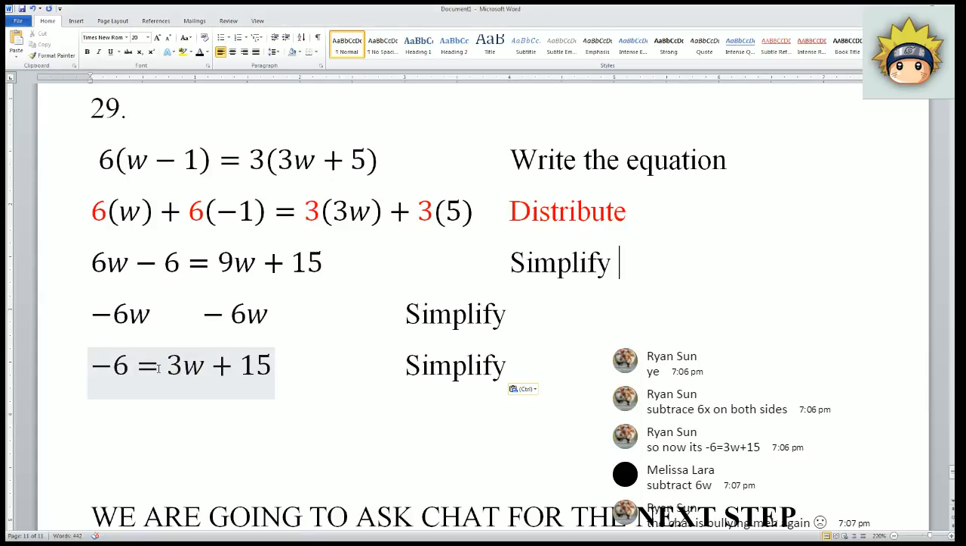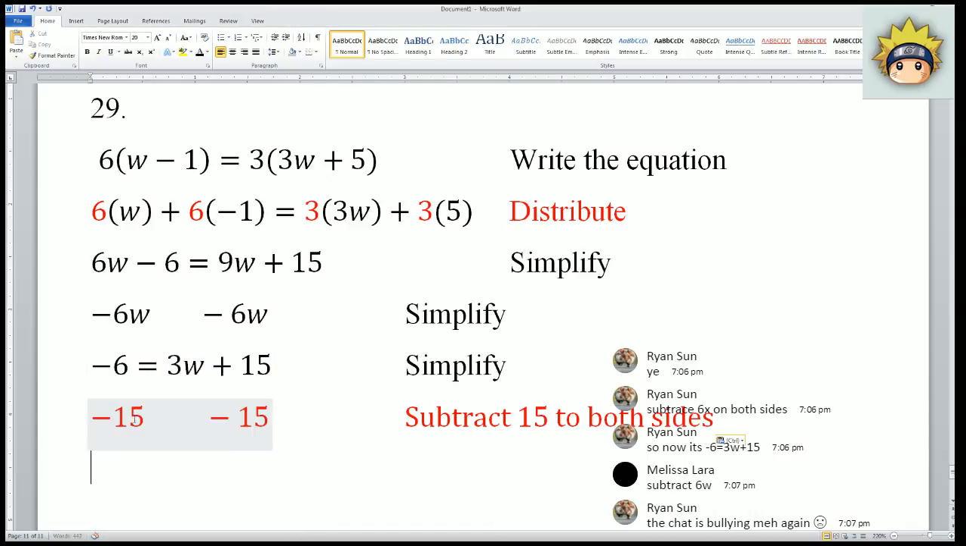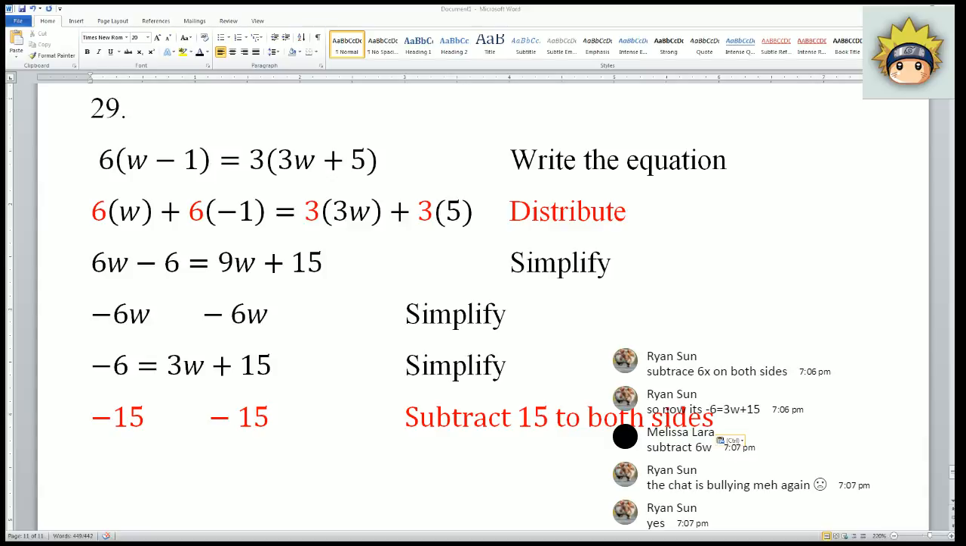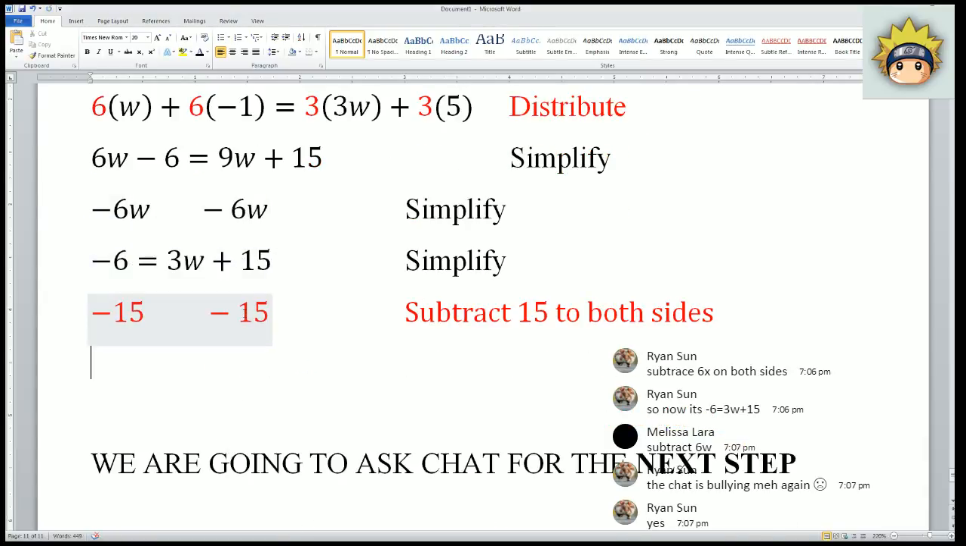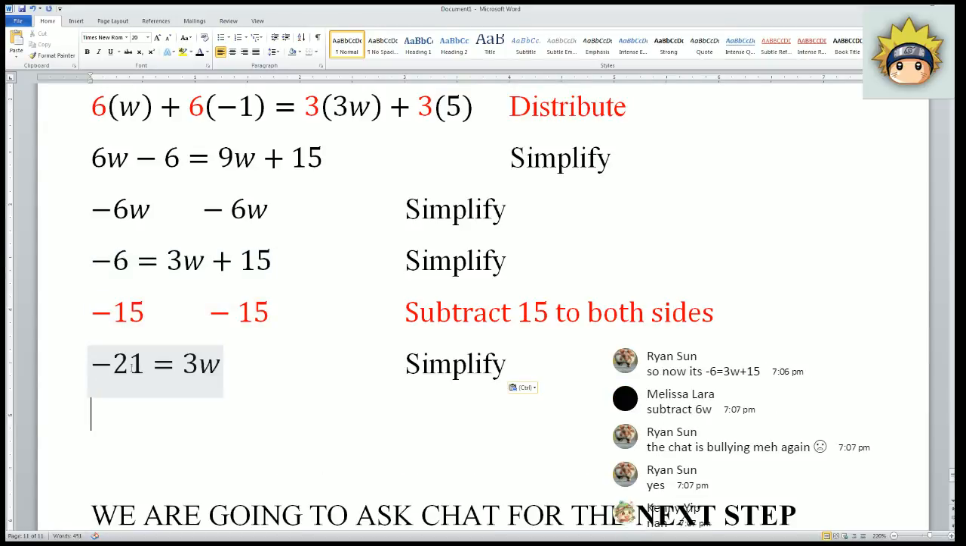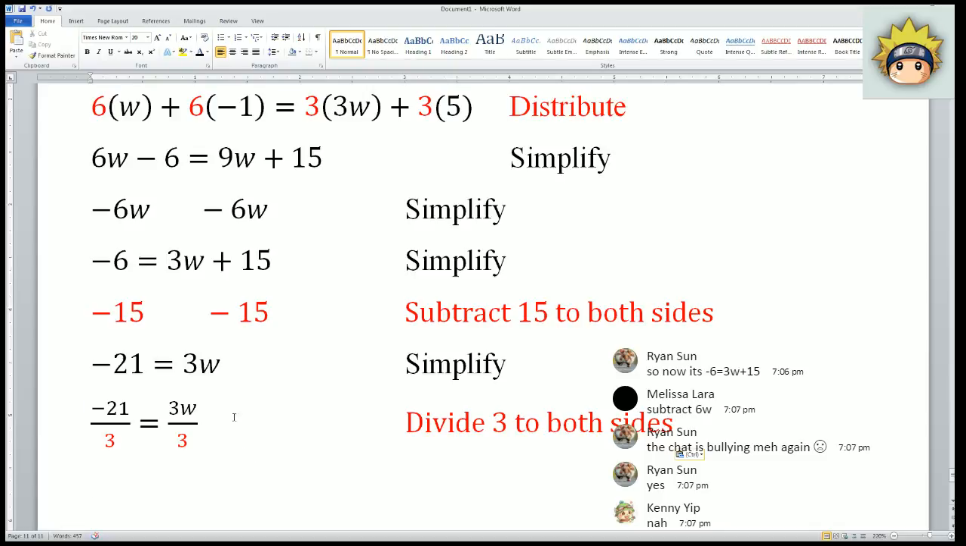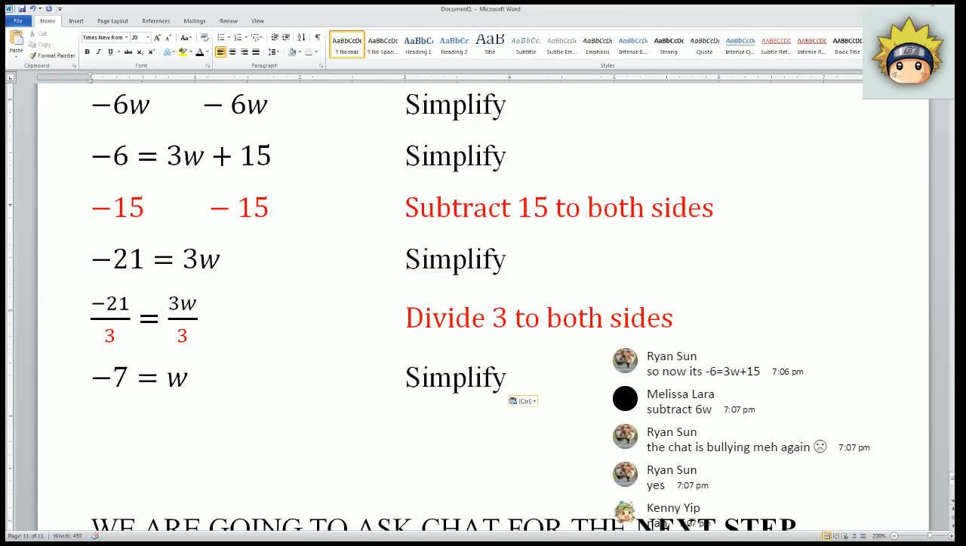Alright, so we're left with here. Now you want to get rid of the 15, right? So I subtract 15 from both sides. The 15 minus 15, right? Negative 6 minus 15 should be negative 21. That equals 3W on the right hand side. Then I want to divide by 3 on both sides, because that's the inverse of multiplication. Then I end up with W equals negative 7, right?